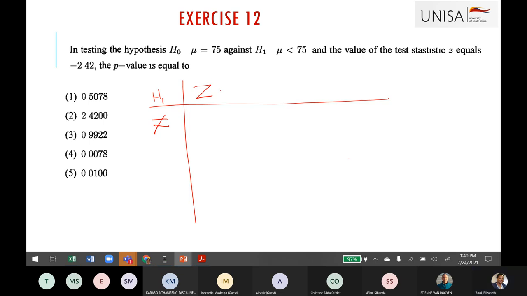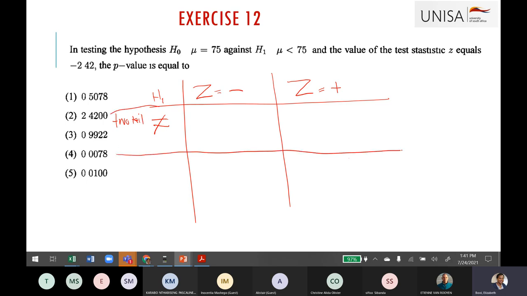Now I have the z value. Let's start with the negative. If the z value is negative, and if the z value is positive, so for a two-tail hypothesis test: when it's negative, we say 2 times the table value. If the value is positive, we say 2 times 1 minus the table value, because we go into the bigger side of the table, the bigger portion.